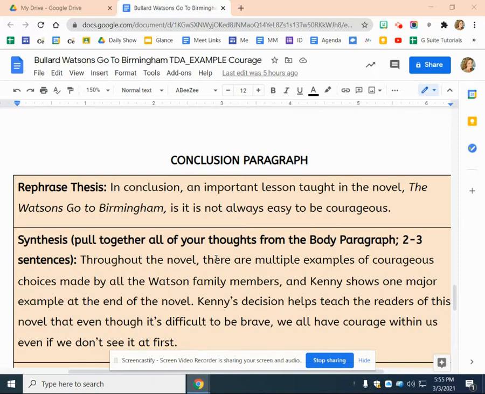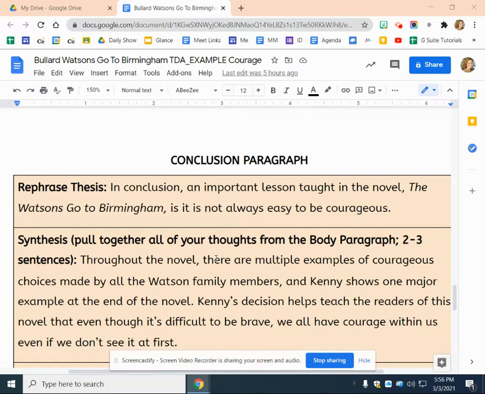In conclusion, comma. And I took my thesis and I just rewrote it this way. I put, an important lesson taught in the novel, The Watsons Go to Birmingham, is it is not always easy to be courageous. So it's the same idea. I just didn't copy it word for word. I want you to go back to your thesis, look at it, and then rephrase it, beginning with in conclusion as the first sentence of your concluding paragraph. Go ahead and work on that now, and I'll pause the video.